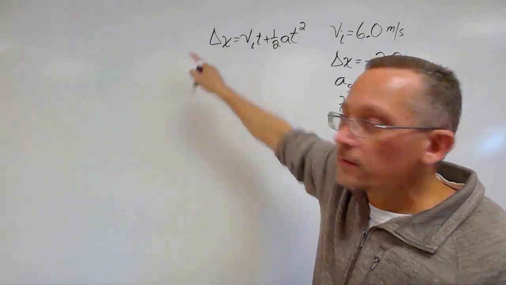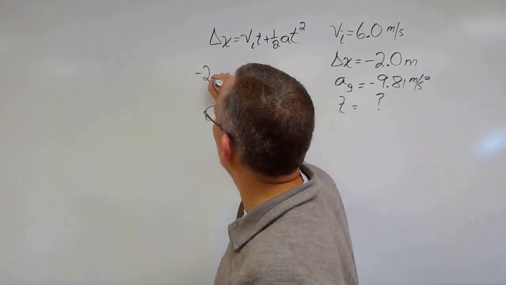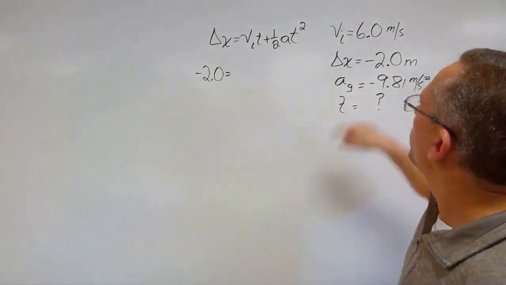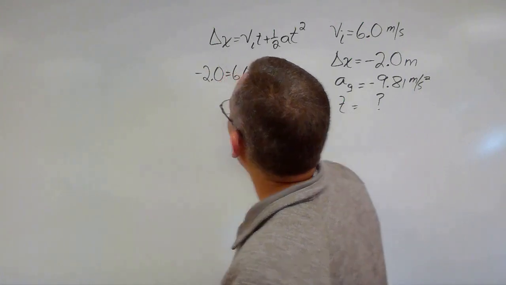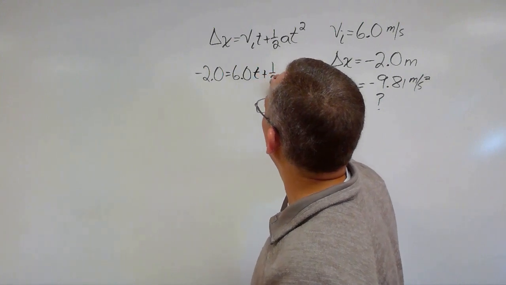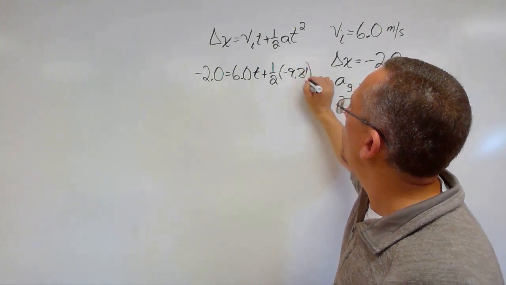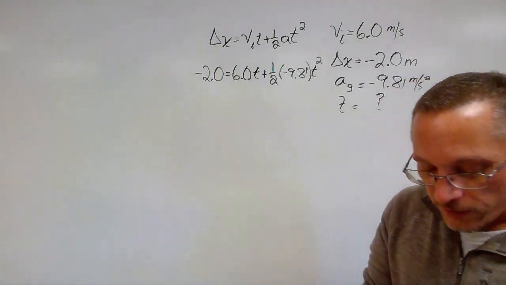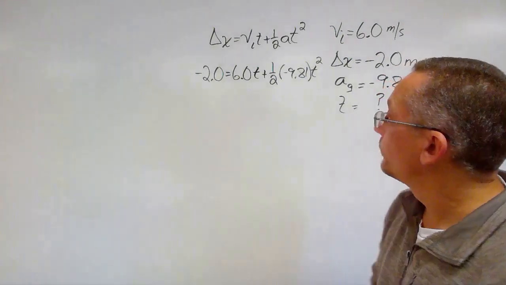Let's put the numbers in here and see what happens. Do I know delta x? It's negative 2.0. Do I know VI? It's 6.0. And then T, I don't know. A, we know: negative 9.81. And T, we don't know. Now here's the thing. That right there is a quadratic equation.